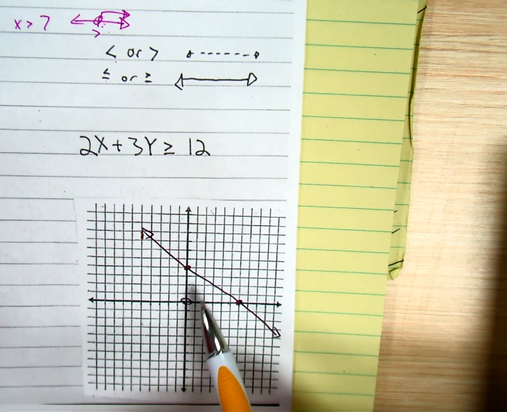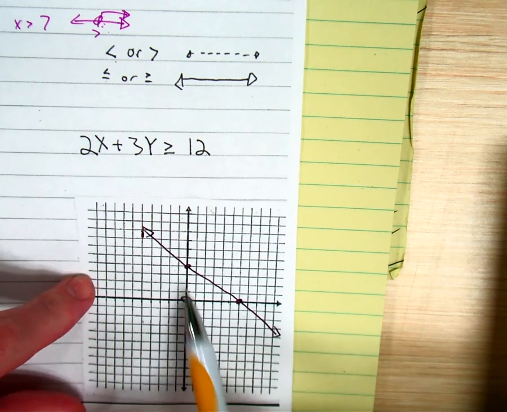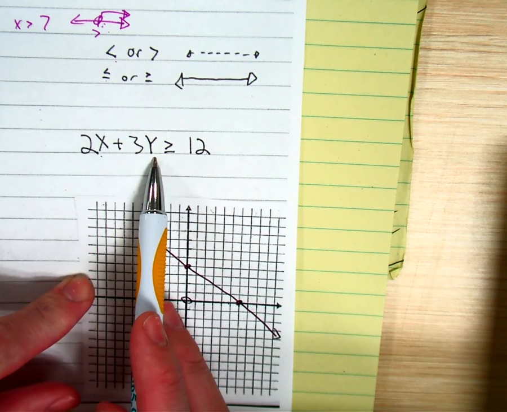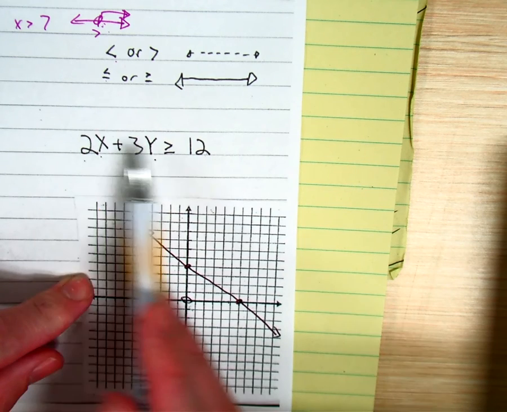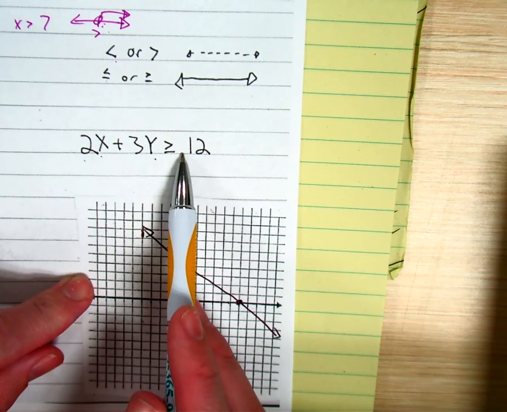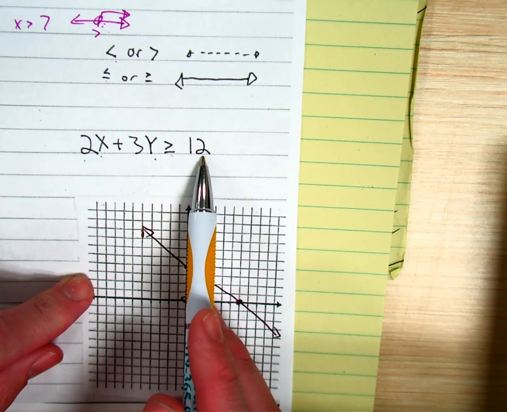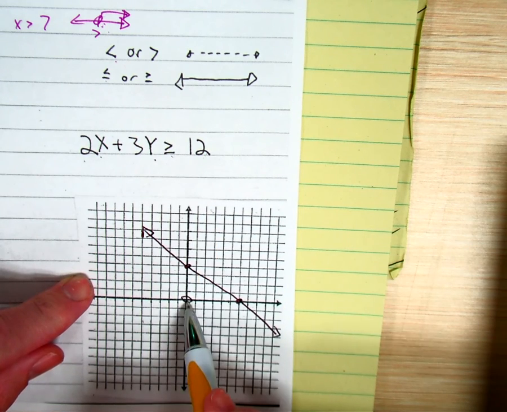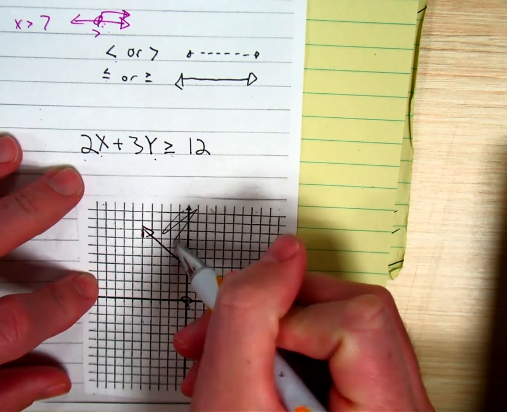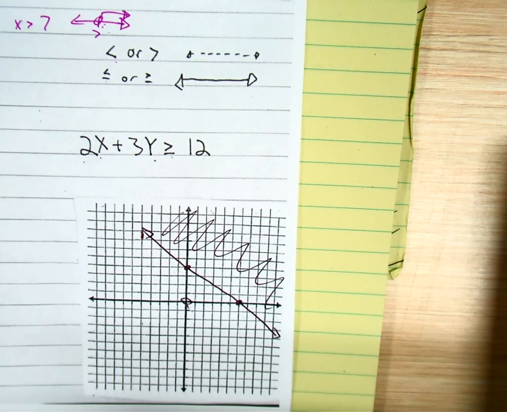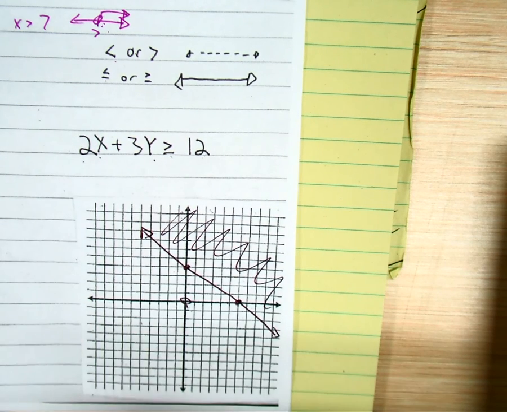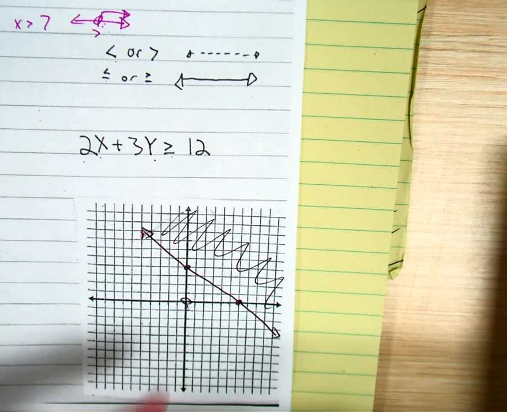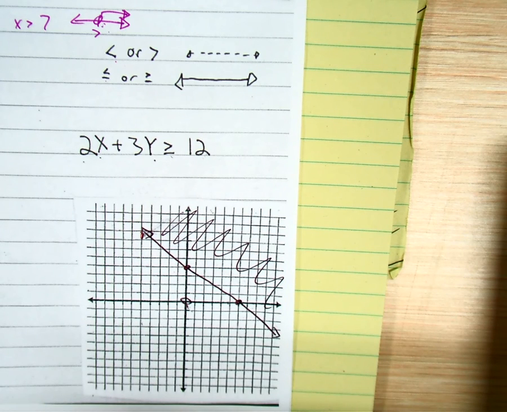So let's test a point. 0, 0. If I put 0 in for x and 0 for y, this becomes 0 and this becomes 0. Is 0 plus 0 greater than or equal to 12? No. So don't shade that side. Shade the other side. I'm not going to get bent out of shape about how well you color in. You don't have to fill in every block or anything, just make it clear that this is the side you're shading. That's what I'm looking for.